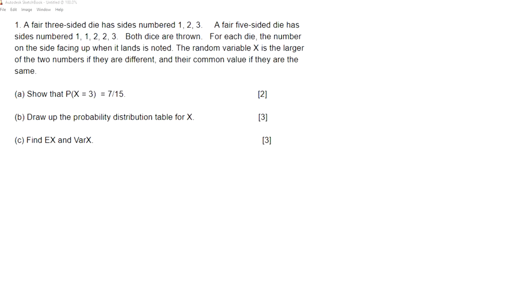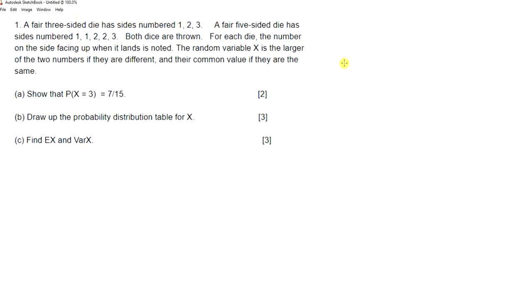In this problem, what we've got is a fair three-sided die that's got numbers 1, 2, and 3, and then another five-sided die that's also fair with 1, 1, 2, 2, and 3. We got a game going on where they keep score, and basically the bigger number is the score, and if they're both the same, then we keep that number. So we've got to figure out all the different possible scores and their probabilities.